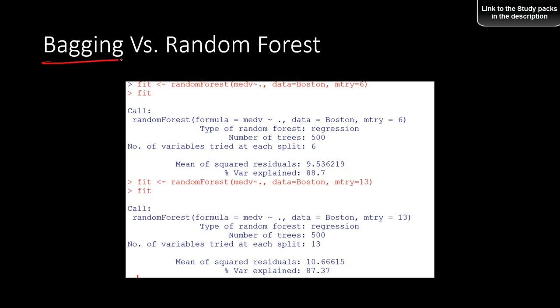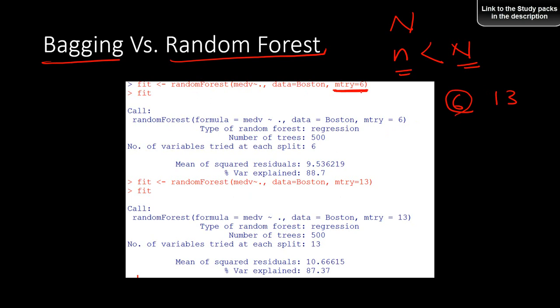Now we'll do a comparison between bagging and random forest. What is the difference? In bagging you use all variables available to you, whereas in random forest you just use a subset, where n is less than capital N, the total number of variables. So our capital N is 13, and we have taken 6 variables. Bagging can be built using the same function, randomForest. You just have to adjust the mtry.